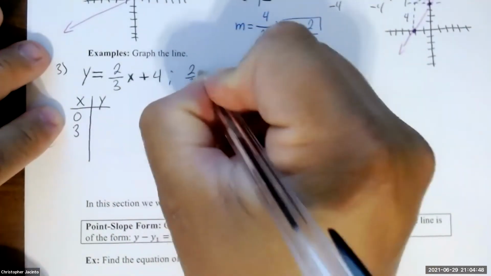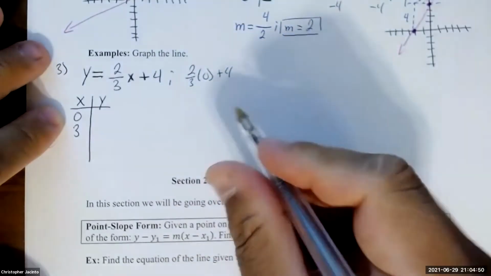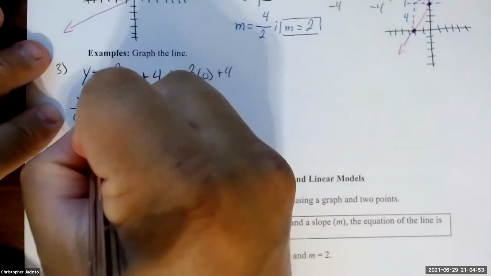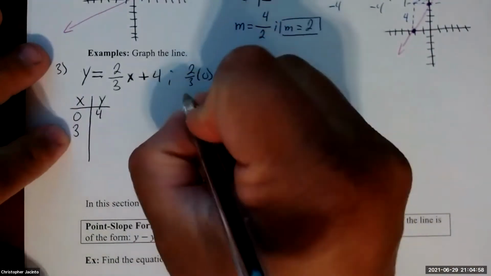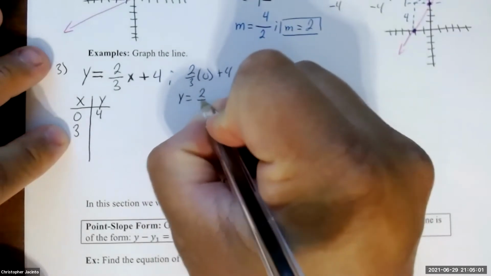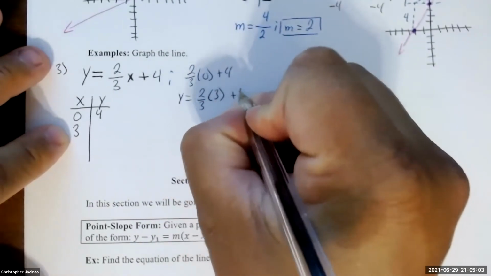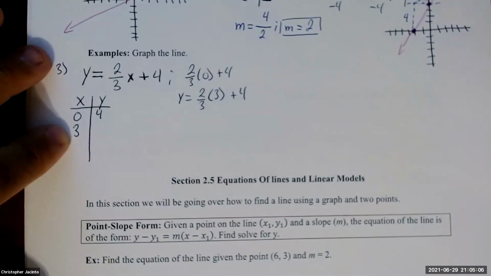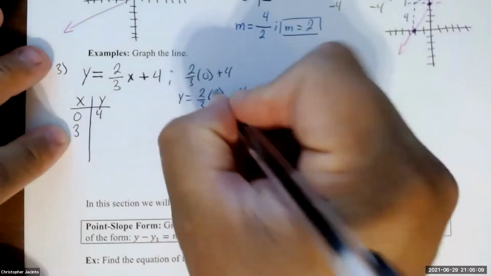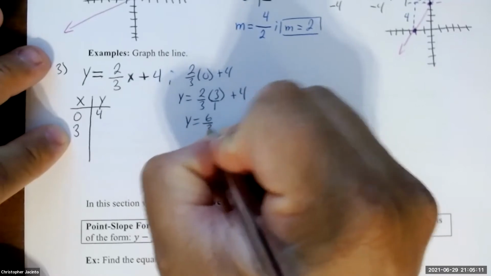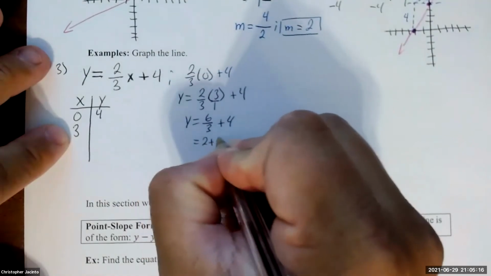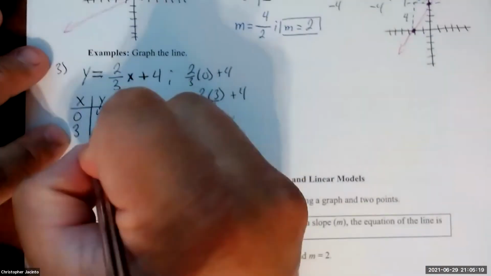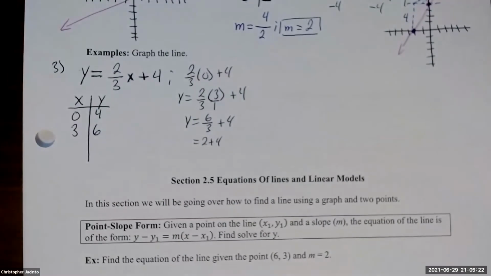So I'll plug in 0. That all goes away and I just get a 4. So that wasn't too bad, if you hate fractions, right? Let's also plug in 3. Okay. All right, so 3 is also not that bad because 3 times 2 is 6. And then 6 divided by 3 is 2. And then 2 plus 4 gives you 6. All right, perfect. That wasn't too bad at all either.